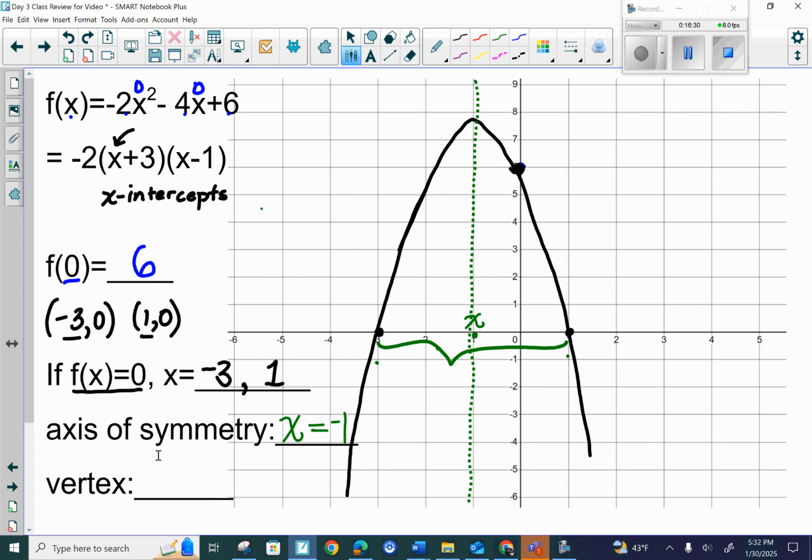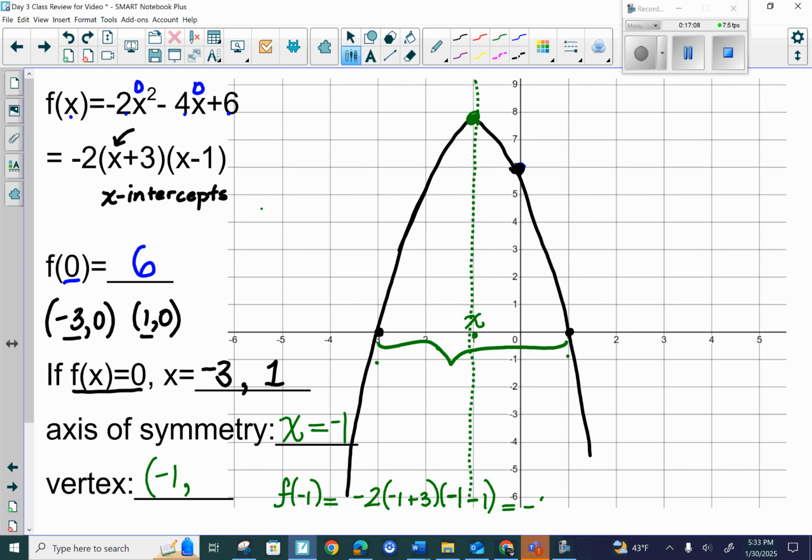Now the vertex is going to occur at that axis of symmetry, which makes sense because it's the maximum or the minimum right in the middle. It lies right on the axis of symmetry. So we know that its x value is -1. We take -1 and we put it back into the function. Whichever one you want to put it in, you may. I'm going to put it in the factored form just because I think that might be a little easier. So I'm putting -1 right in there.